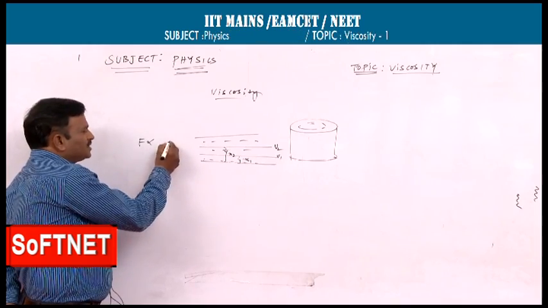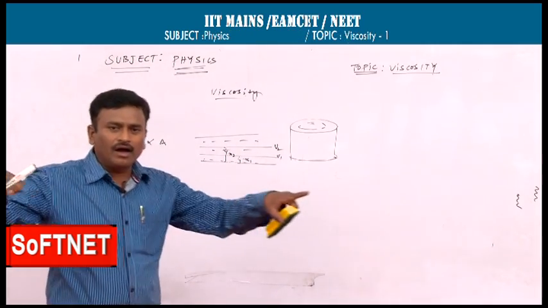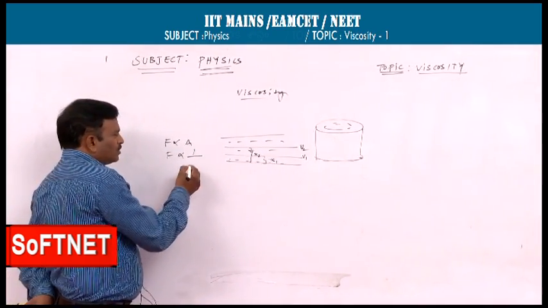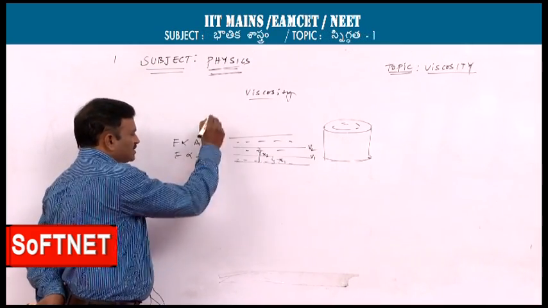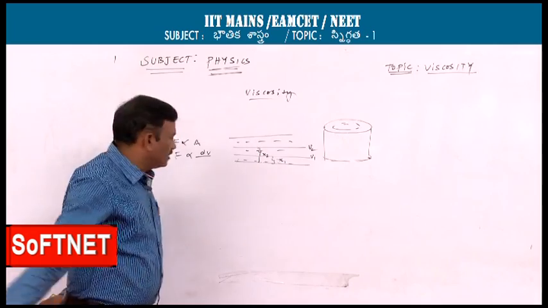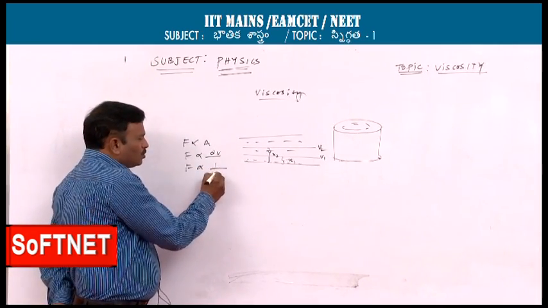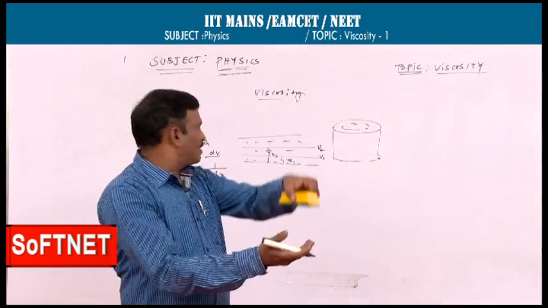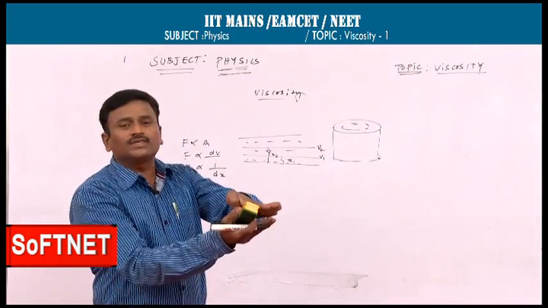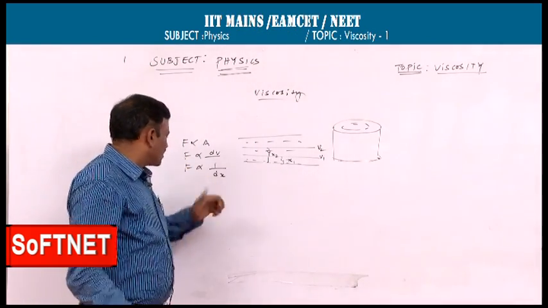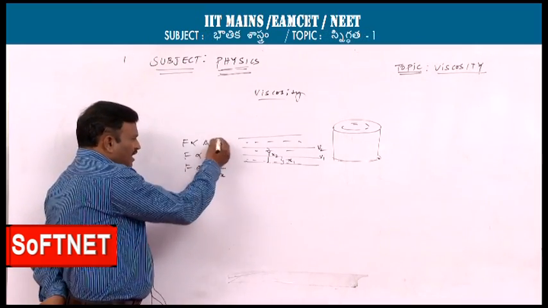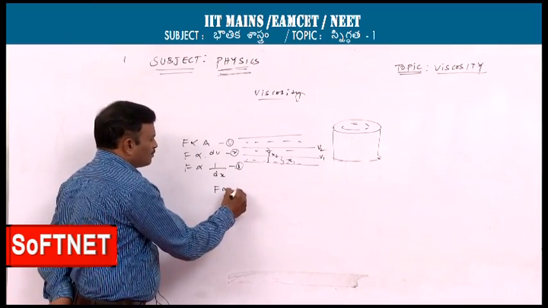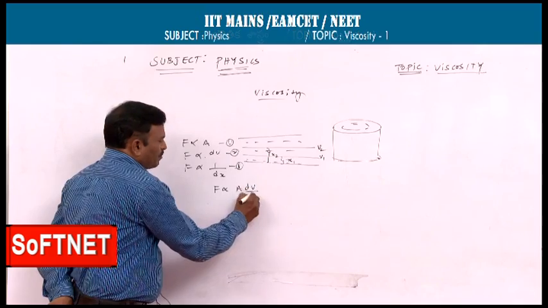The viscous force is directly proportional to the area of the layer, directly proportional to the change in velocity between the two layers, and inversely proportional to the distance between the two layers. If the layers are far away, viscous force is less. If layers are closer, viscous force is more. In such a manner, inversely proportional. So from these three terms, we can say the force is directly proportional to A into dV by dx.